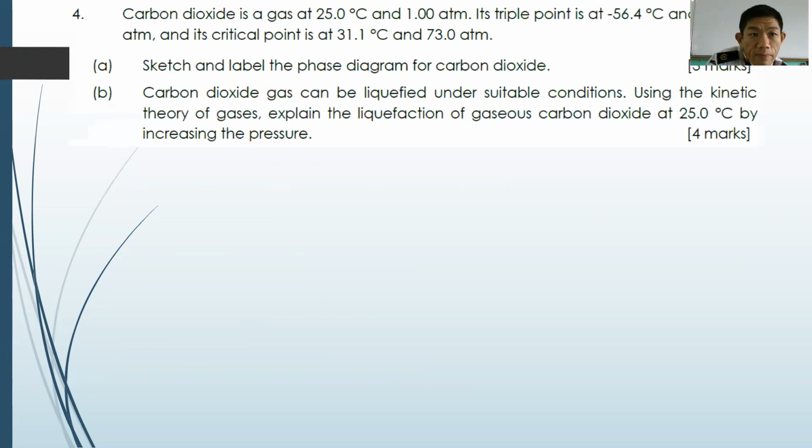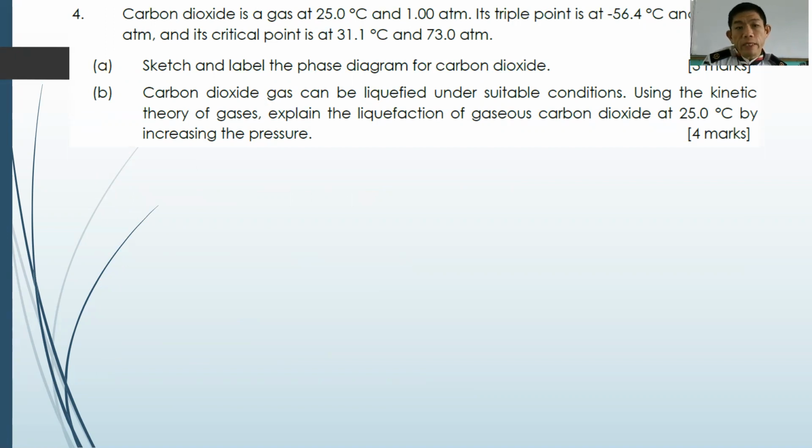Then we have essay question number 4. Carbon dioxide is a gas at 25 degrees Celsius, 1.0 atmosphere. Its triple point is 56.4 degrees Celsius and 5.11 atmosphere, and its critical point is 31.1 degrees Celsius and 73 atmosphere. A. Sketch and label the phase diagram of carbon dioxide.